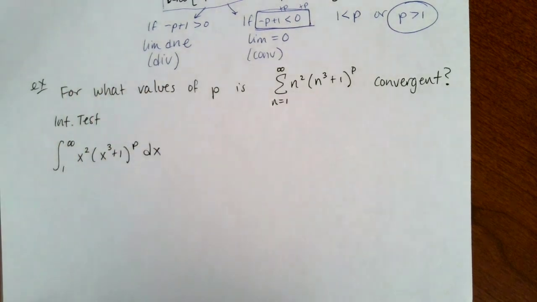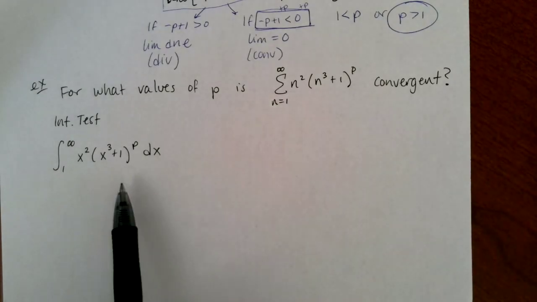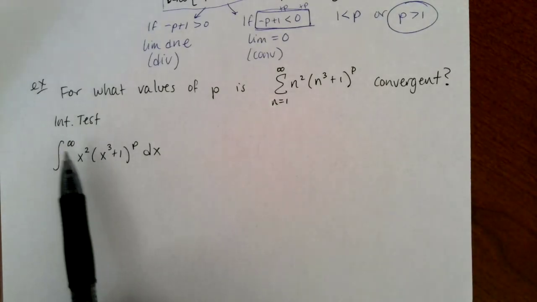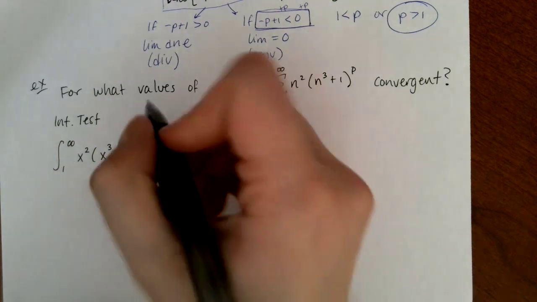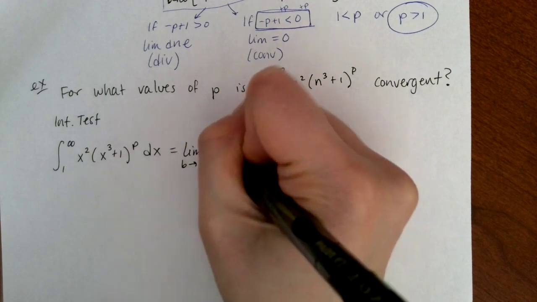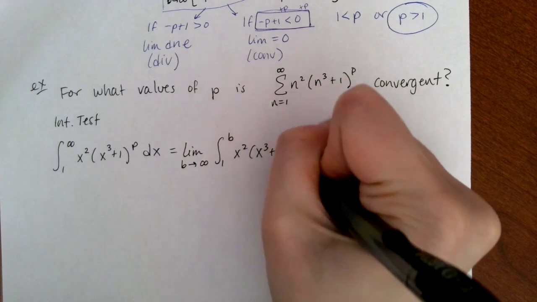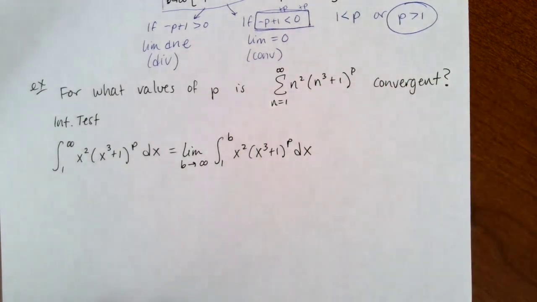And again, x is the actual input variable, p will just sort of be a mystery number for us. To start computing this improper integral, I'll take out the infinity, put a letter, and take the limit of the letter. Same steps as the previous example. So I have the integral from 1 to b of x squared times (x cubed plus 1) to the p dx.